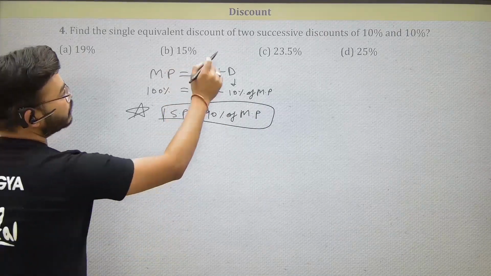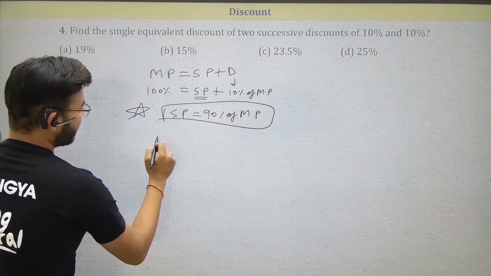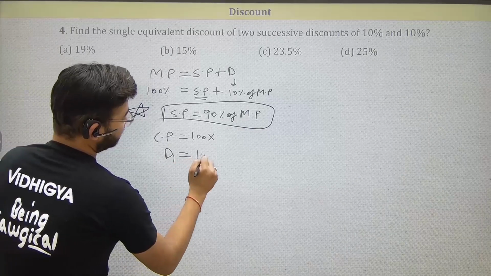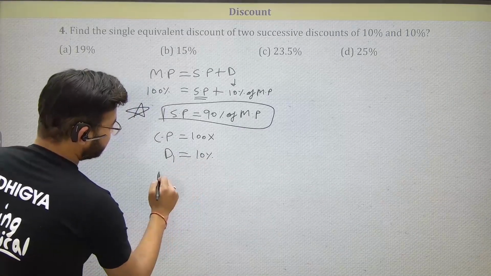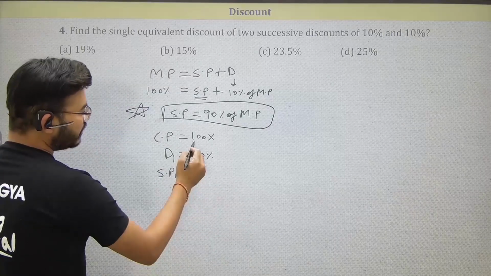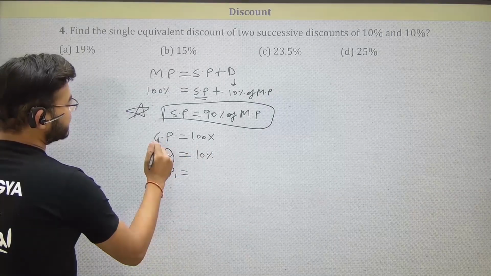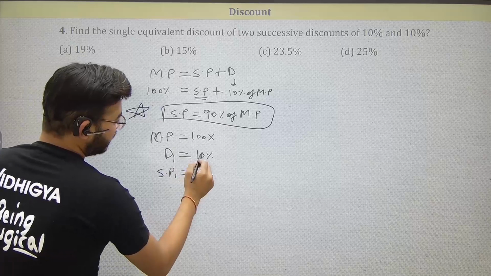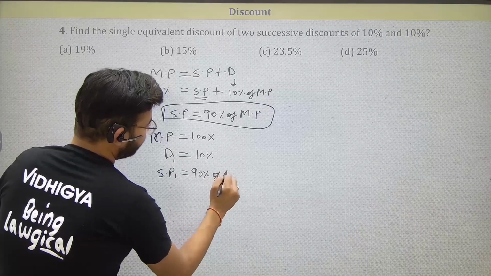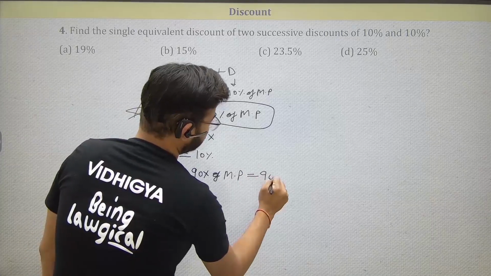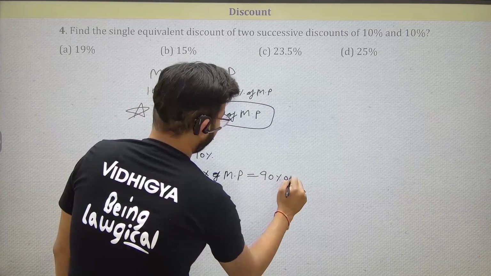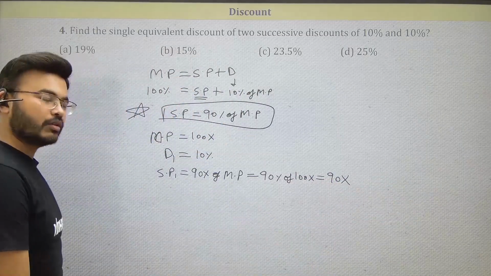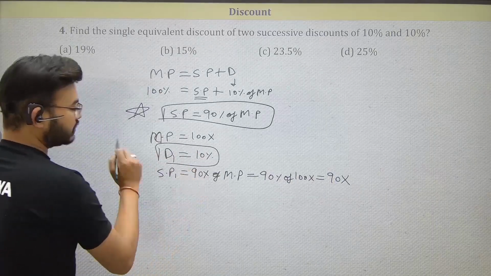Now here we are talking about two successive discounts. Let's say the cost price of the article was 100x. Now let's say first discount we gave was 10%. So if discount is 10%, selling price will be, sorry, let's say mark price is 100x. So first discount is 10%. So selling price will become 90% of mark price. So that will be 90% of 100x. So that will become 90x. Okay, this is after offering first discount.